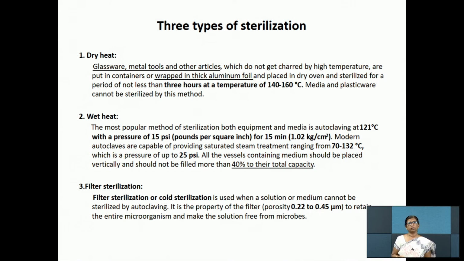Nowadays, modern autoclaves are developed which can reach up to 132 degrees centigrade, and the pressure is 25 pounds. The quantity of the medium that has to be filled in the container is about 40% only. Next is the filter sterilization. It is otherwise called cold sterilization. This is used mainly in cases where growth hormones are thermolabile in nature. In those cases, we have to go for filter sterilization. The porosity of the filter is around 0.2 to 0.45 micrometer.